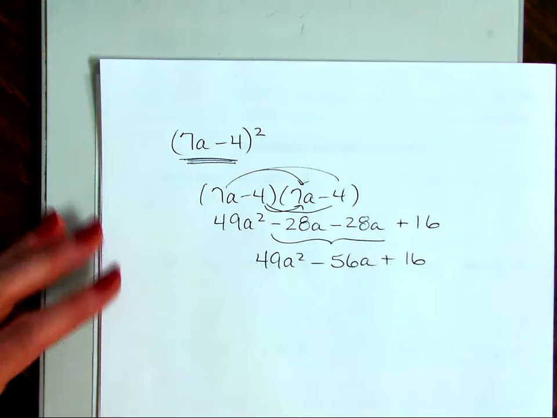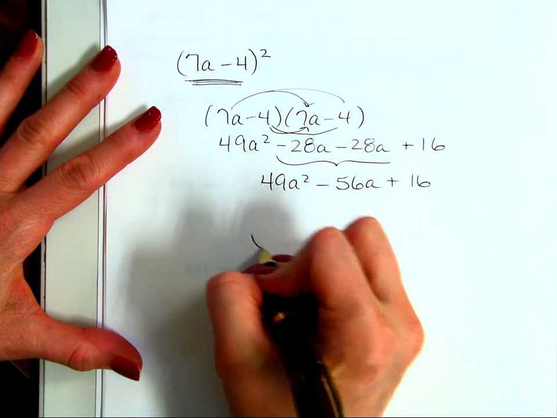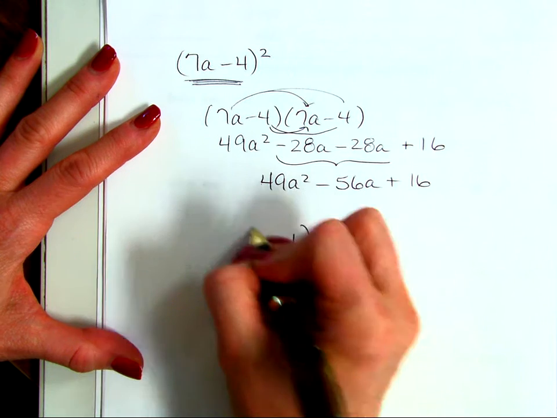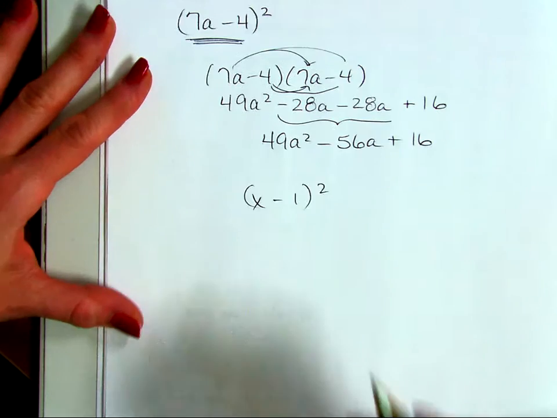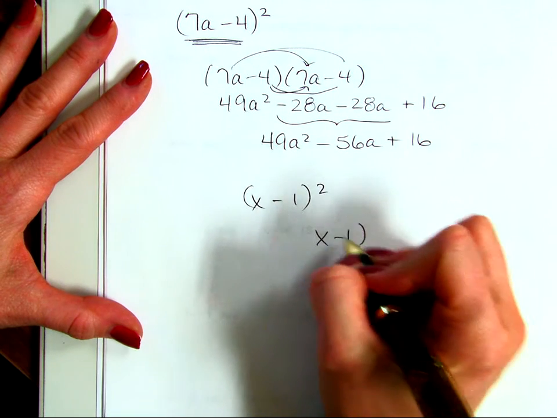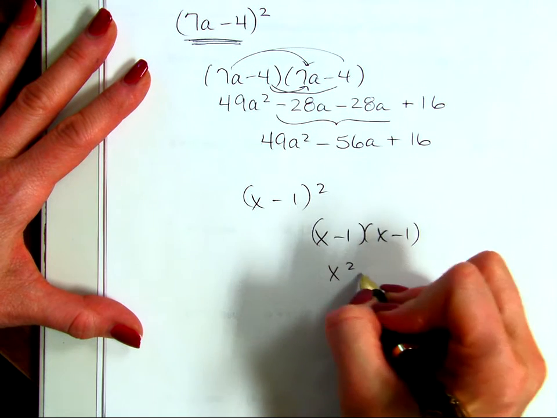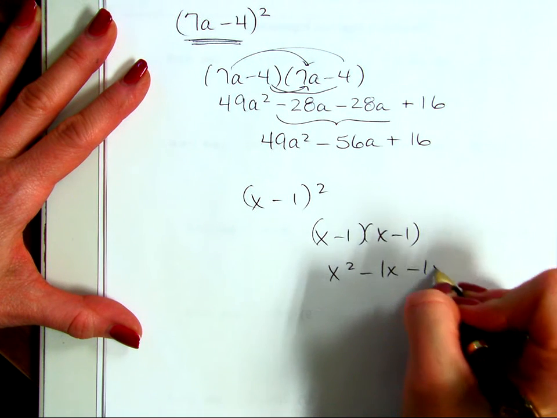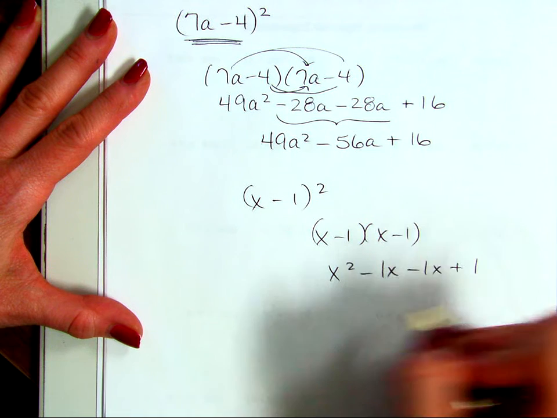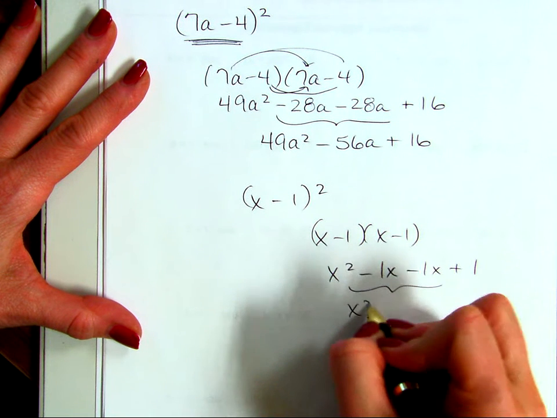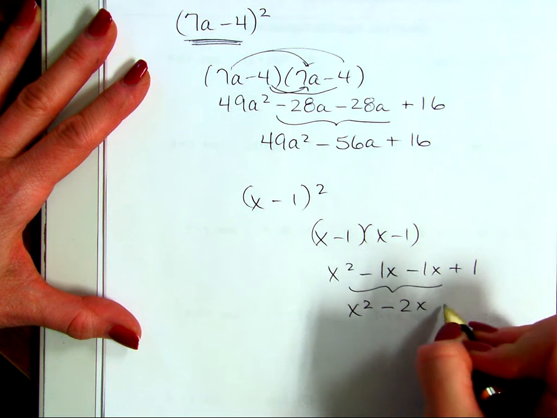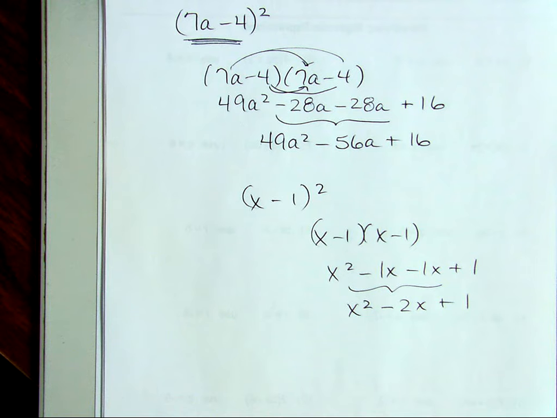Let's do another one like that. So let's just do x minus 1 squared. Okay? X minus 1 squared means x minus 1 times x minus 1, which is x squared, and then you have a minus 1x, another minus 1x, and then a plus 1. For an answer of x squared minus 2x plus 1, okay? So we are multiplying polynomials, and that's about as tricky as it's going to get.